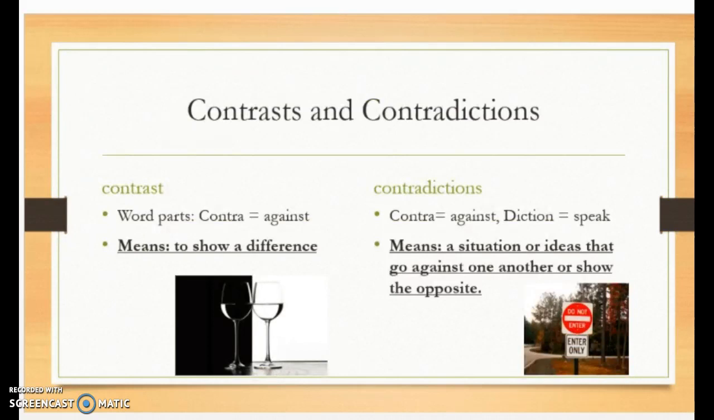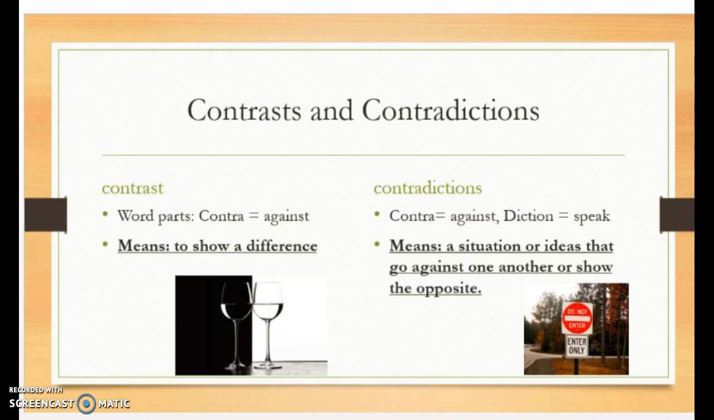Contrast and contradictions both have the word part contra, which is against. And then contradictions also has diction, which is speaking. So contrast means to show a difference. And you can see a picture of a really dark background in the glass and then a really light background. That's a contrast, a complete difference, and you can see it right there in that picture.